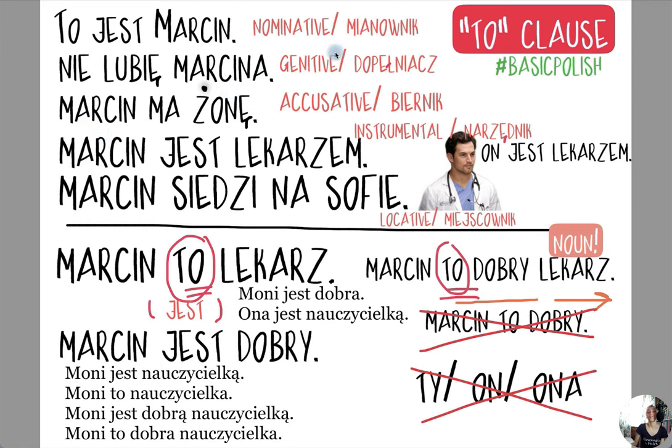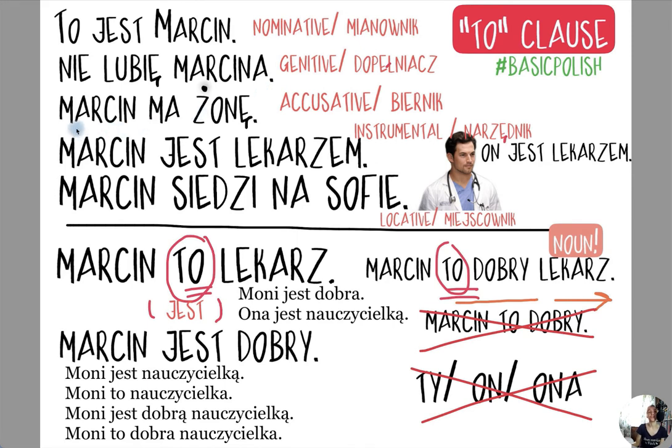Now, dopełniacz is genitive in Polish. So again, if you wanted to say this is genitive, you would say to jest dopełniacz. Okay, it's really irrelevant. I just wanted to give you the Polish names for cases as well.